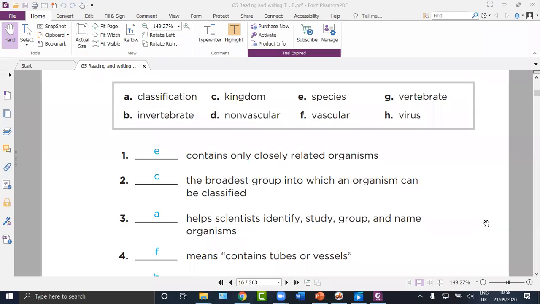Number 2. The broadest group into which an organism can be classified. Kingdom. The largest or broadest, kingdom. Number 3. Helps scientists identify, study, group, and name organisms. Classification. Yes. Thank you, Bilal.